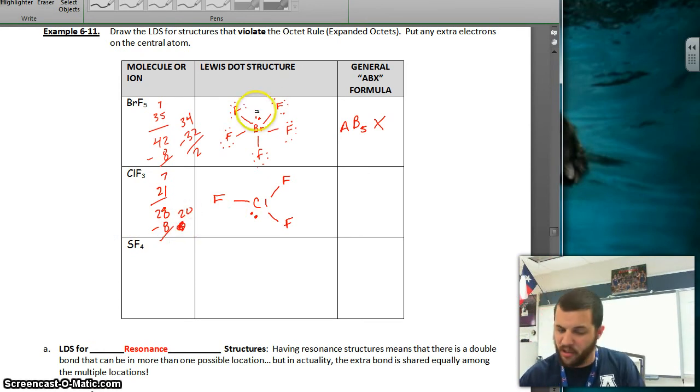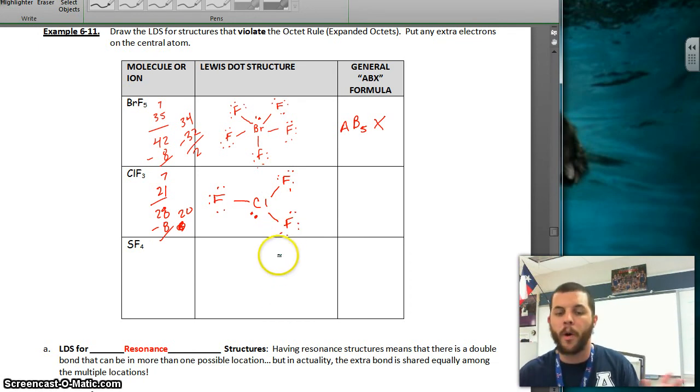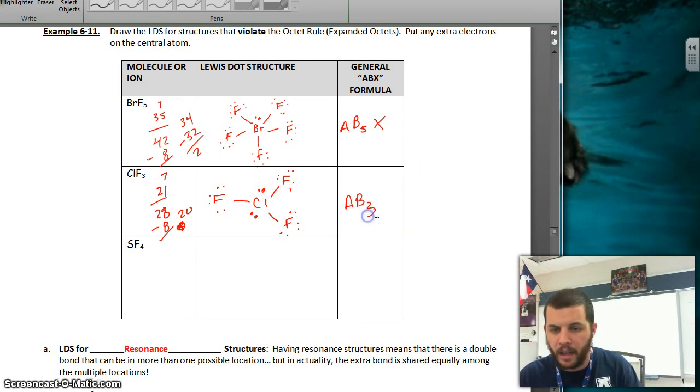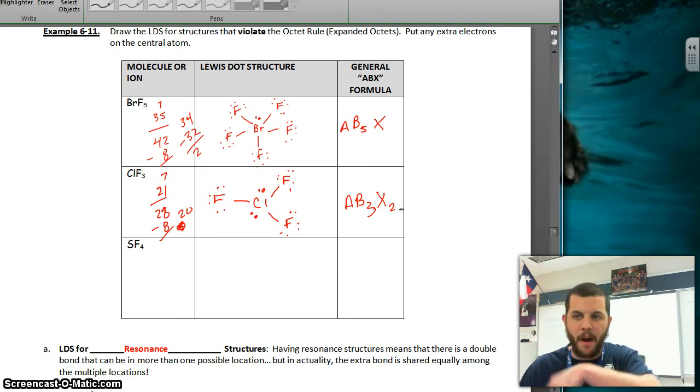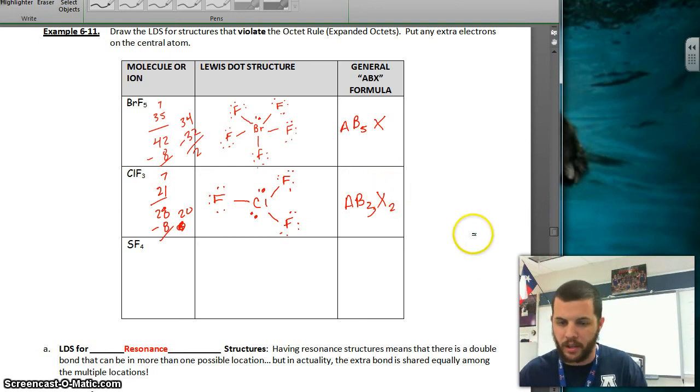So now I need to satisfy my peripherals. 1, 2, 3, 4, 5, 6, 7, 8, 9, 10, 11, 12, 13, 14, 15, 16, 17, 18. What do I do with my last 2 electrons? Chunk them on the central. Okay, and now I've got A, B3, X2. Okay, that's the idea. If you've got more electrons, toss them on the central atom.